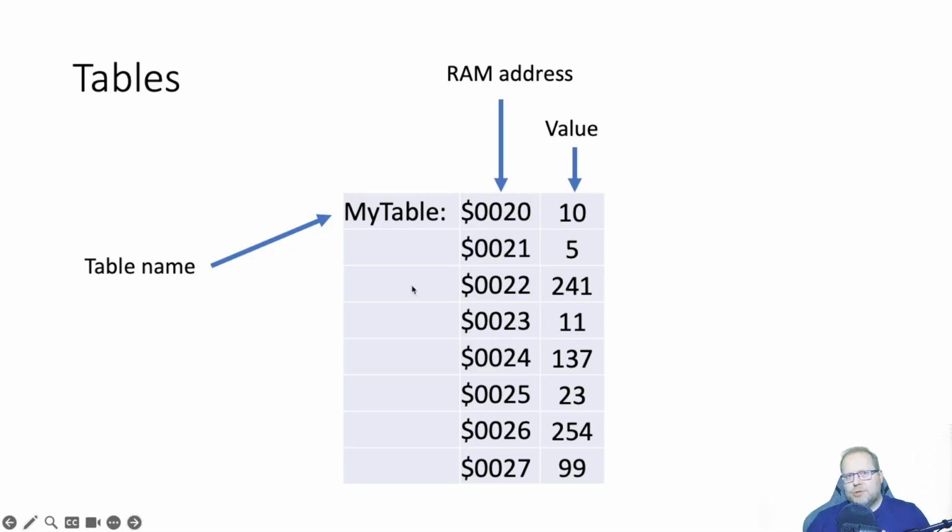Because using variables is very easy. If this was a variable, I could just say LDA my table, and I would get whatever value was in there. But here I just have a label on the first entry here. I don't have labels for the other ones. How does that work? Let's continue on.